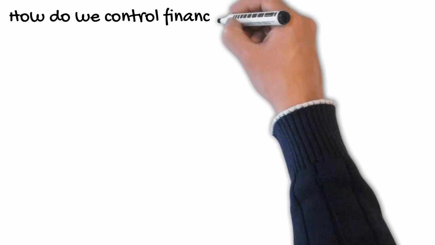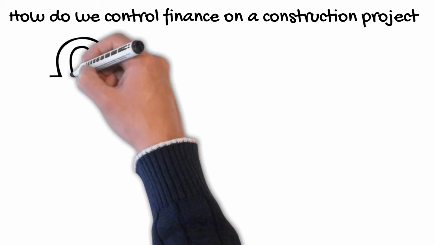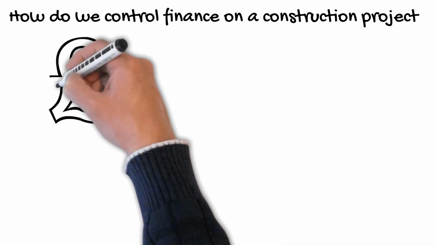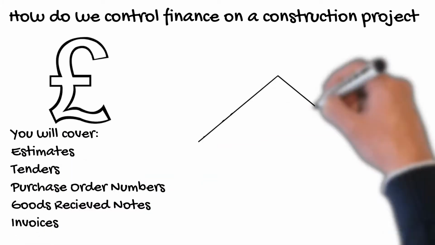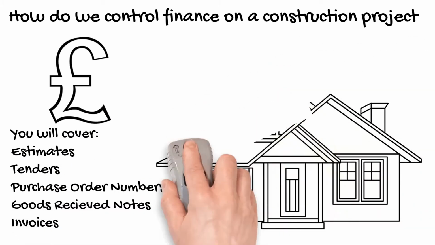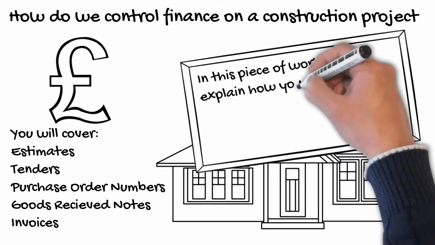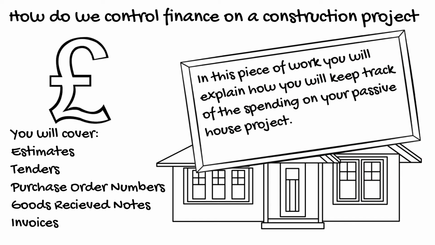In this piece of coursework, you're going to look at how we control finance on a construction project. All of your work on this unit should relate to one of your designs. The best one to relate this to is your passive house design. You're going to be covering estimates for the project, how we submit tenders for a project, how we raise purchase order numbers and why these are important. We'll also look at goods received notes and invoices.